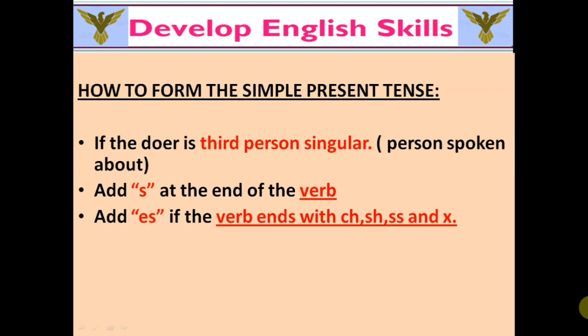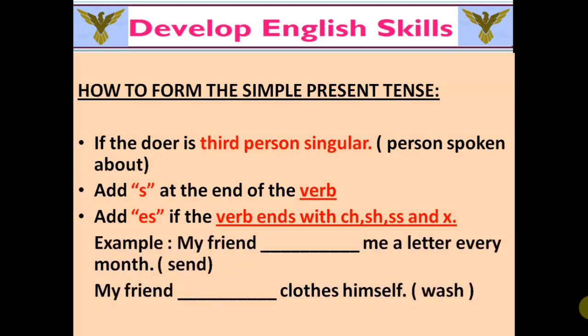For example, my friend dash me a letter every month, and the verb is send. So guess what will come in the blank? Oh, that's great. Sends. Why sends will come? Why we have added s with the verb? Because the subject is third person singular. It is friend, my friend. That's why we have added s with the verb.